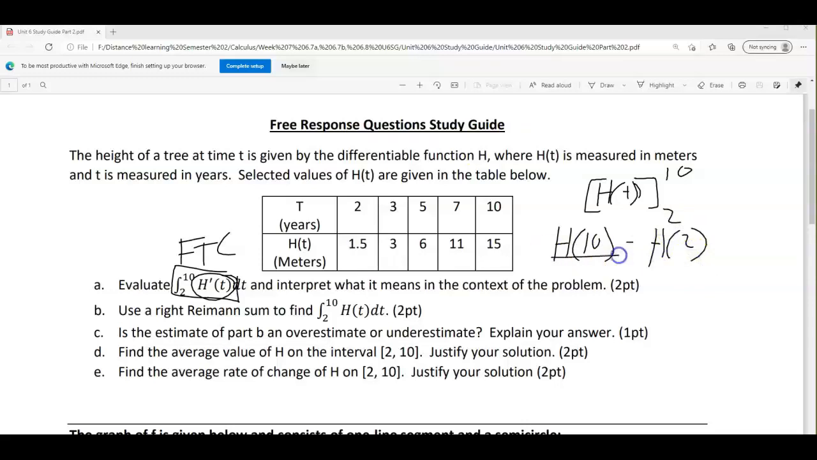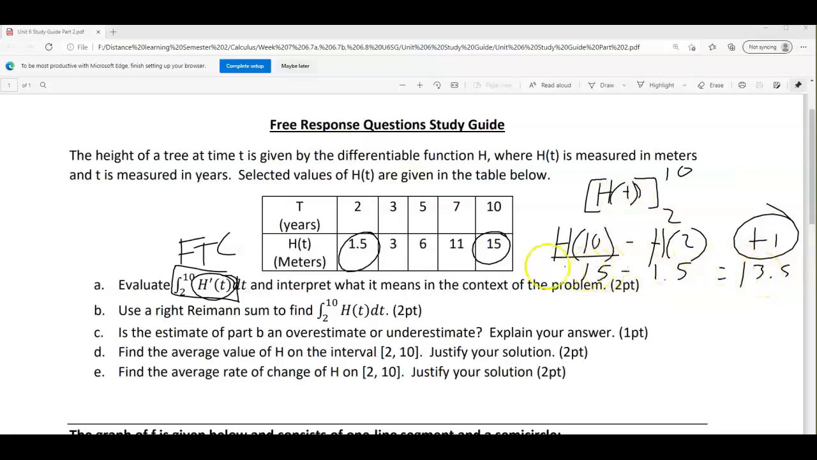Now, the table tells us what h of 10 is. h of 10 is 15. And h of 2 is 1.5. And if we subtract those, we get 13.5. So if you got that far, you would get 1 point. Now, you can't just put the answer. You do have to show your work, how you got there, but that would be worth 1 point.